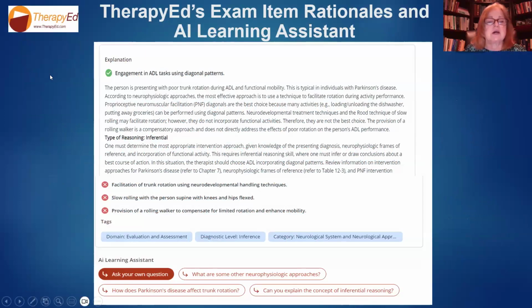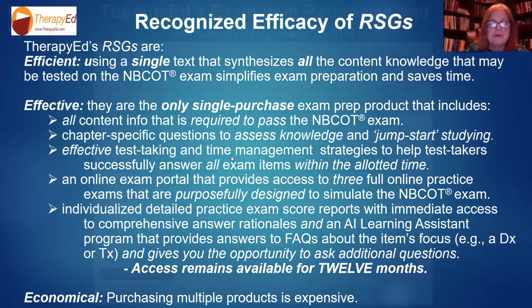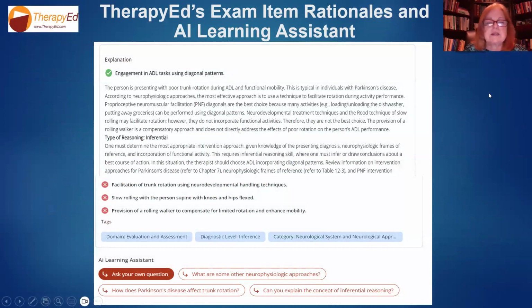And here's a screenshot of this. This was a question about PNF, diagonal patterns. I didn't copy the question because it's from the book, but I just wanted to show you how it tells you what the correct answer is, why this is the correct answer based upon the item description, what type of reasoning. And then it tells you what were the correct answers, the incorrect answers.